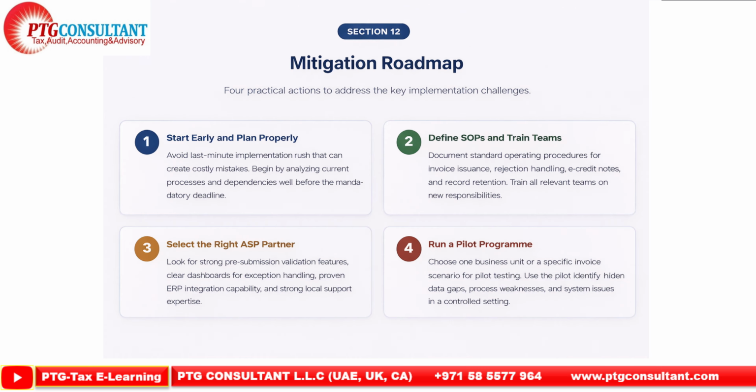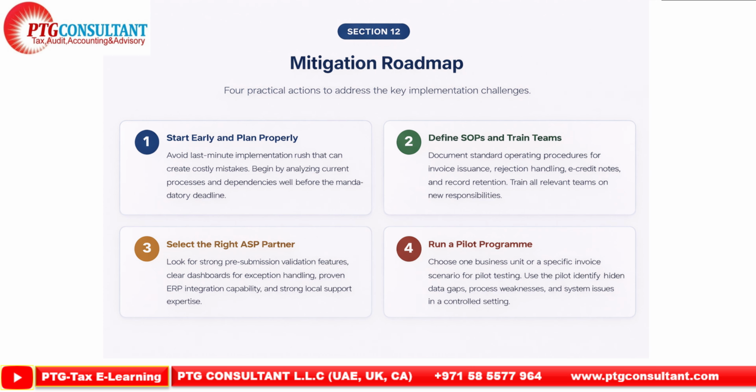Section 12. Mitigation Roadmap. 4 practical actions address these challenges. Action 1. Start early and plan properly. Avoid a last-minute implementation rush that can create costly mistakes. Begin by analyzing current processes and dependencies well before the mandatory deadline.